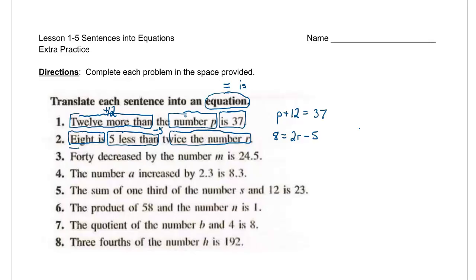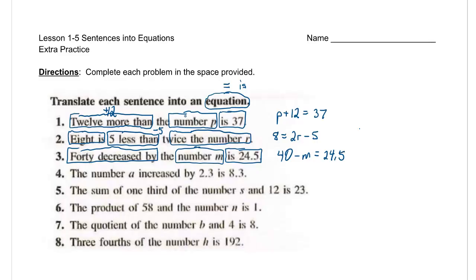Number 3, 40 decreased by something is 40, and then you're going to decrease that by some other number. So you're going to subtract some other number from it. The number m. And then it says is 24.5. So that's equals 24.5.